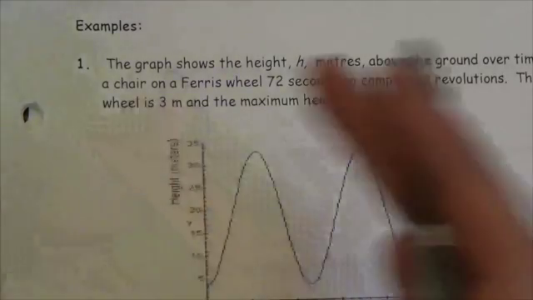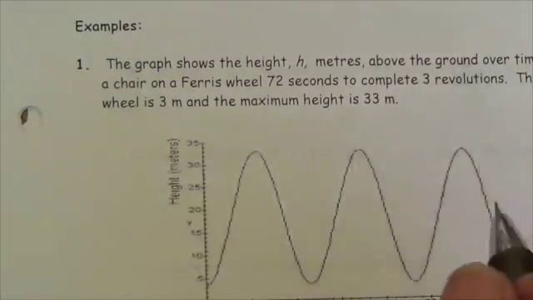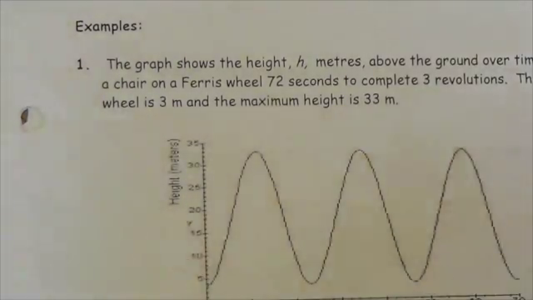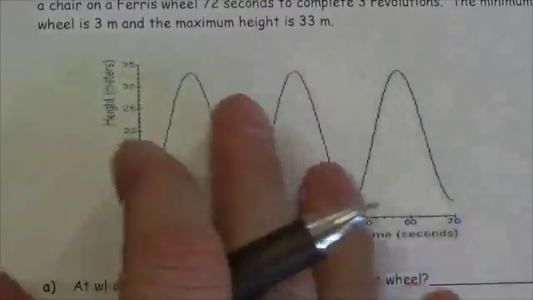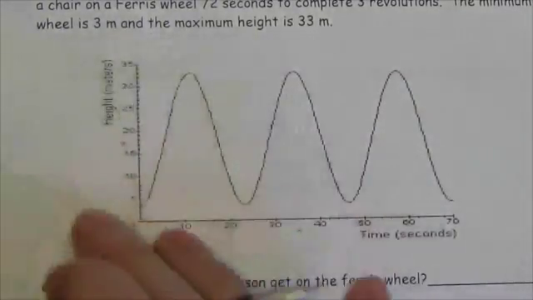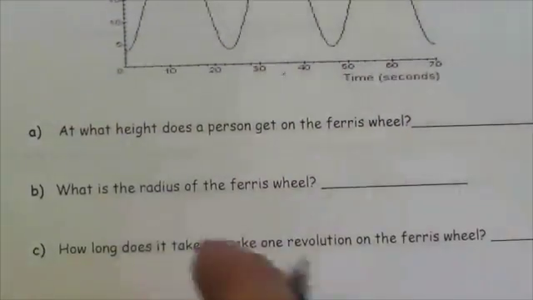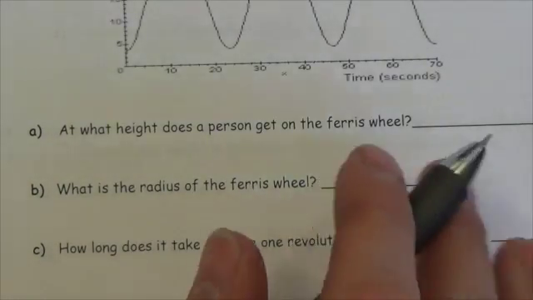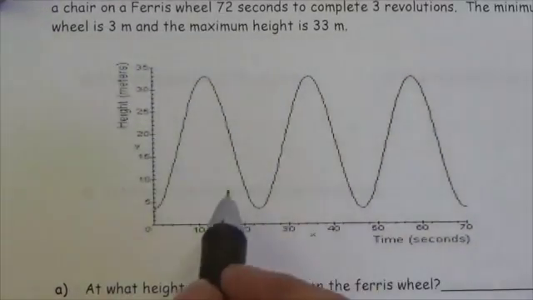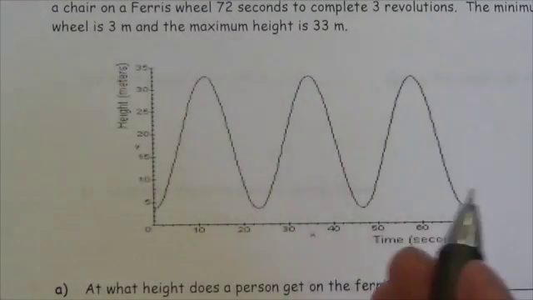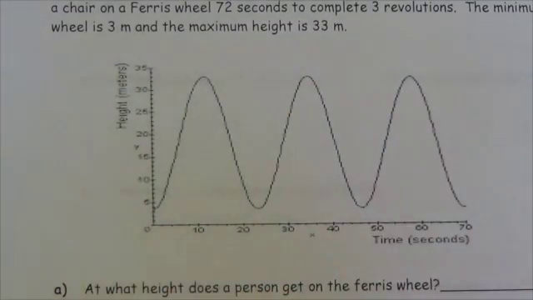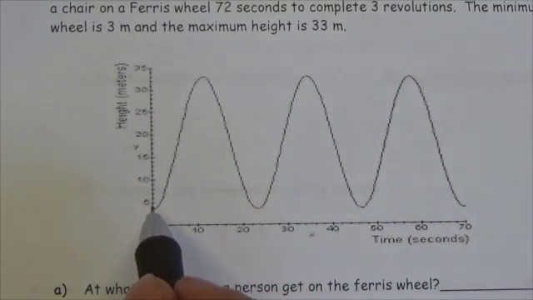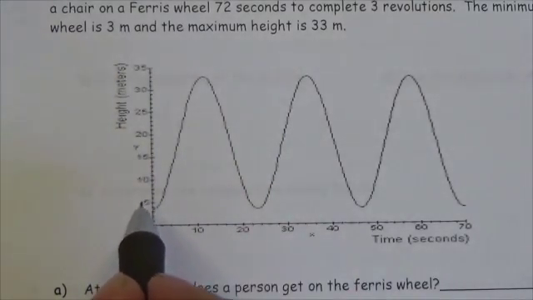So the question is obviously about a Ferris wheel, and we're given some information about how it behaves here. Let's take a look at the questions. First of all, here's the graph, roughly, of the motion. And here we go. At what height does a person get on the Ferris wheel? Let's just take a quick look here. Just think about the way a Ferris wheel works. Where do you normally get on? Well, you get on at the bottom. They drop the wheel down, you get on at the very bottom.